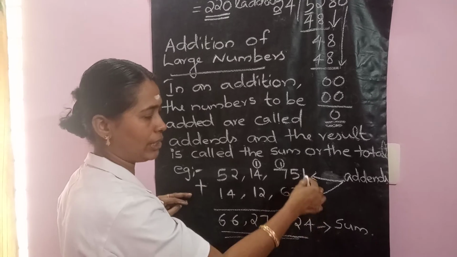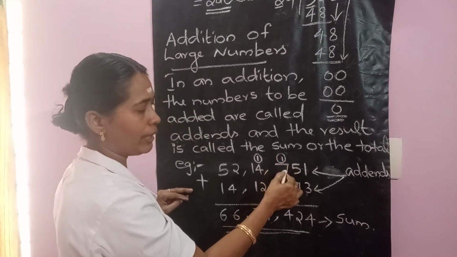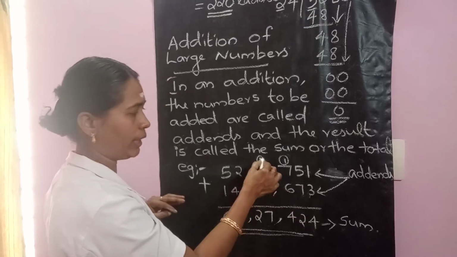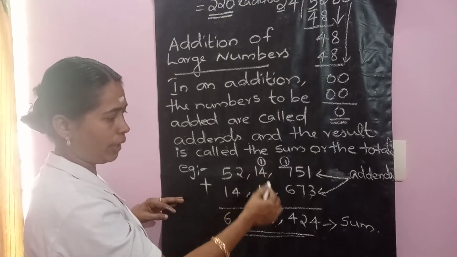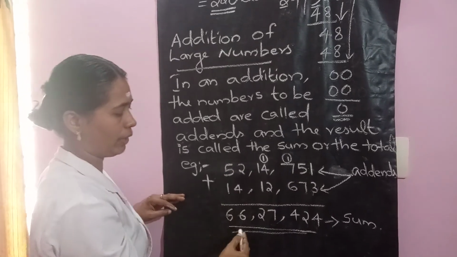Column wise addition: 1 plus 3, 4, 7 plus 5, 12, carry over 1. Then 8, 8 plus 6, 14, carry over 1. 1 plus 4, 5, 5 plus 2, 7, 1 plus 1, 2, 4 plus 2, 6, 5 plus 1, 6.